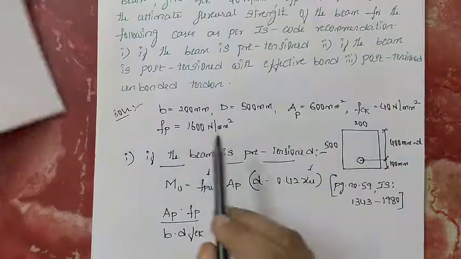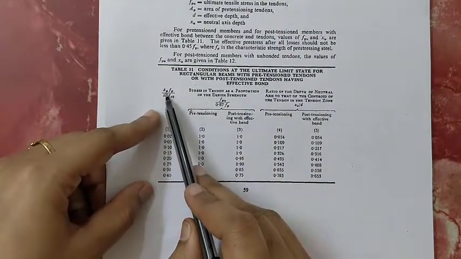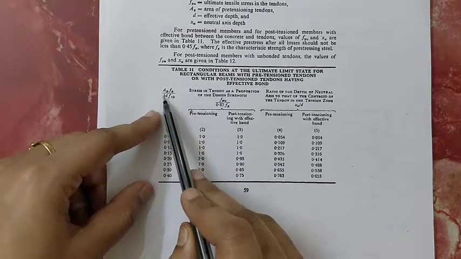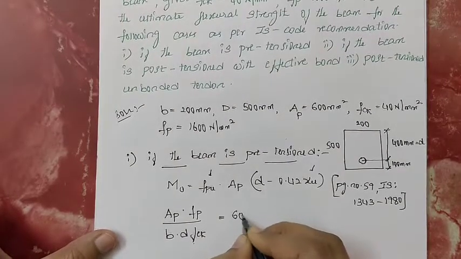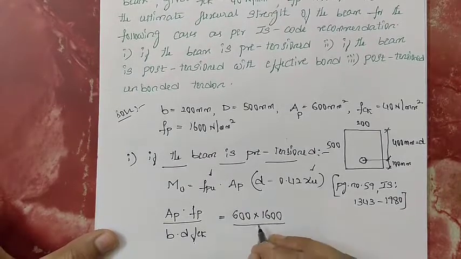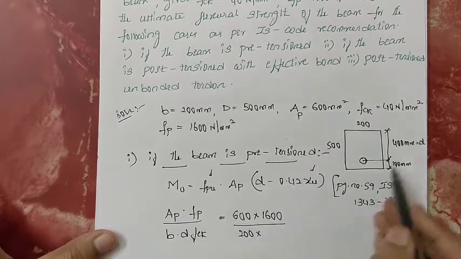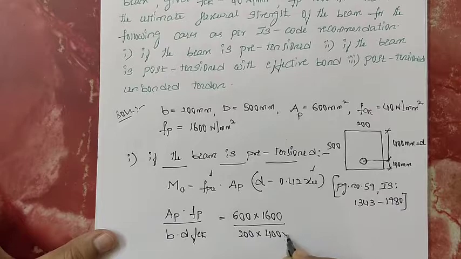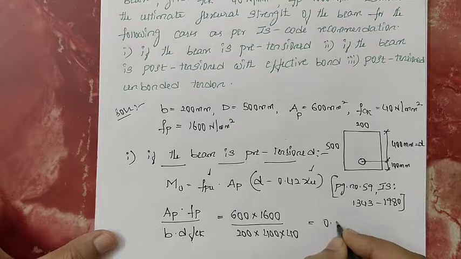See, the first case is what? If the beam is pre-tensioned. Pre-tension means Table 11 you will be using. For that you need to calculate the ratio AP FP divided by BD FCK. That equation I wrote. Substitute the values here. AP is 600, FP is 1600, divided by width 200 into D, your effective depth, 400, multiplied by 40. Upon simplification you will get 0.3.